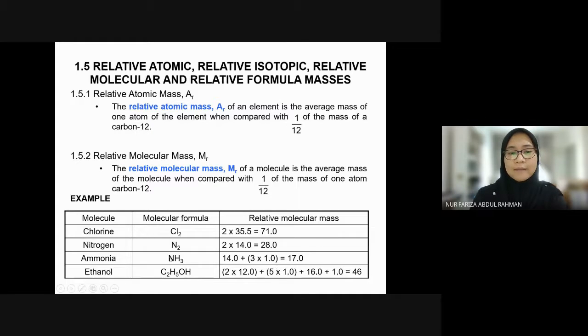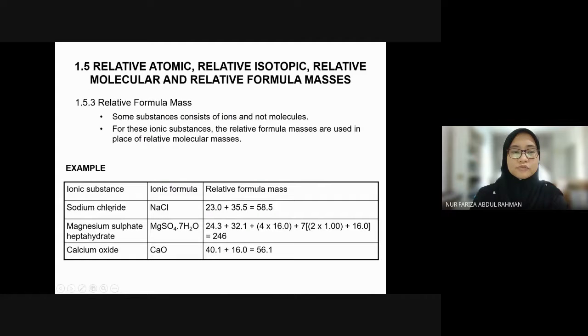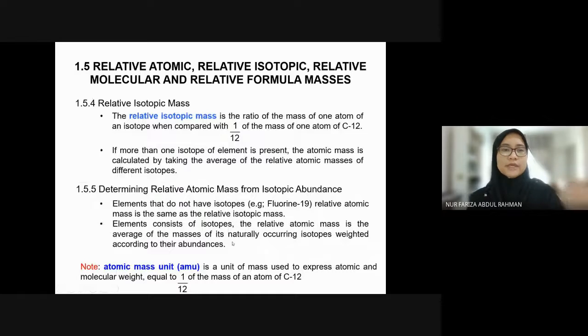Okay, we total up all the masses in order to get the actual mass of the compound or substance. Okay, same goes for ionic. Only the terms used are different, but the way to find the mass is pretty much the same. Okay, all right, so we are done with that.